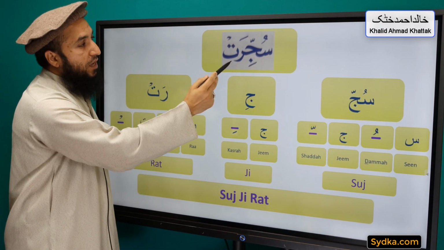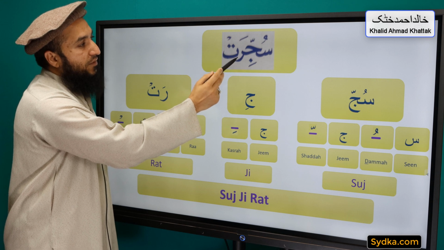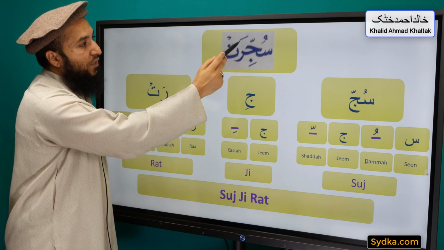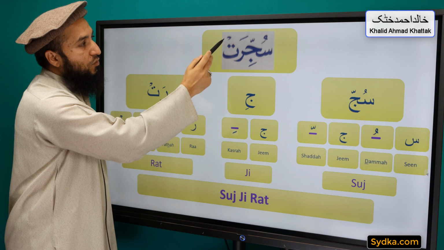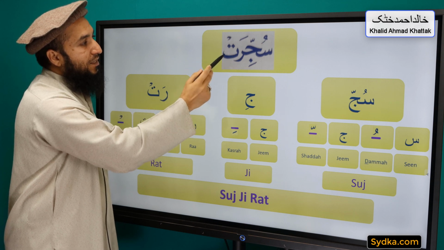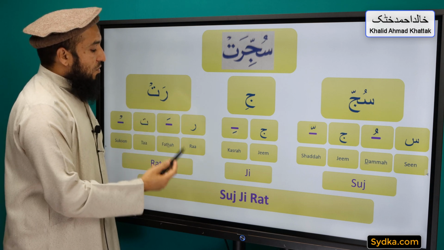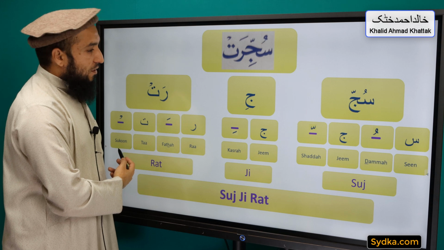The third syllable we have is ra, fatha, ta, sakun, rat. Ra is a heavy letter, in this case it has fatha on top of it, it is followed by ta, ta has a sakun. Ra, fatha, ta, sakun, rat.